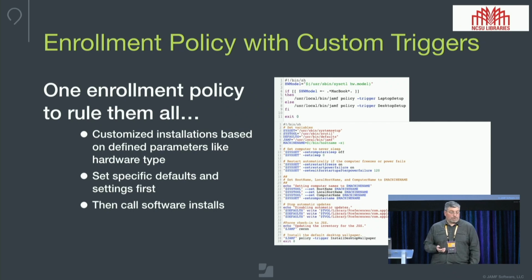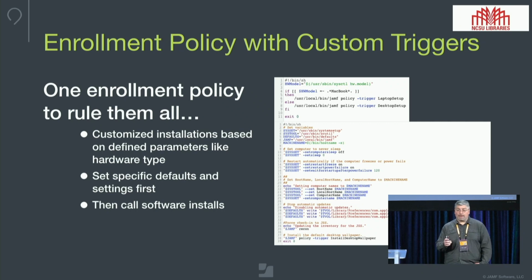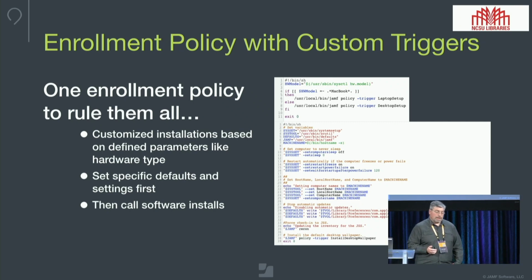So the first thing that I want to do is figure out what type of device this is. And if you'll look, I've got a variable defined called HW model for hardware model, and it returns the hardware model of the device that's enrolled. If that hardware model contains the name MacBook, then it's going to fire off my laptop setup. Otherwise, it's going to fire the desktop setup. And underneath is the initial configuration policy.